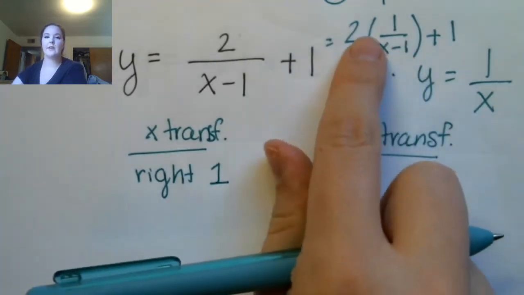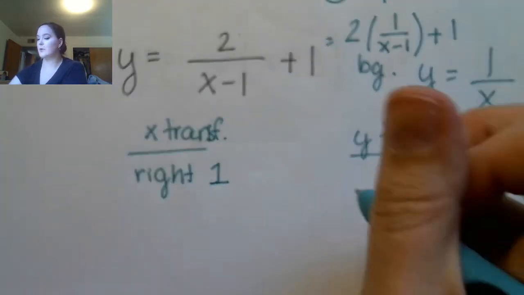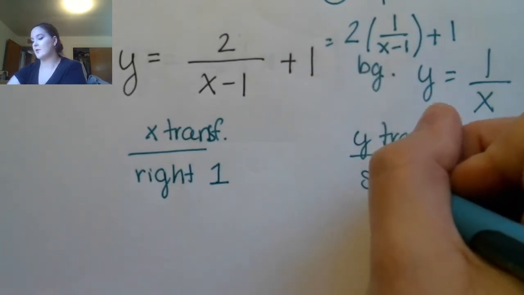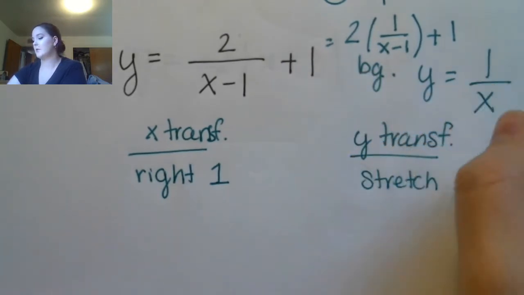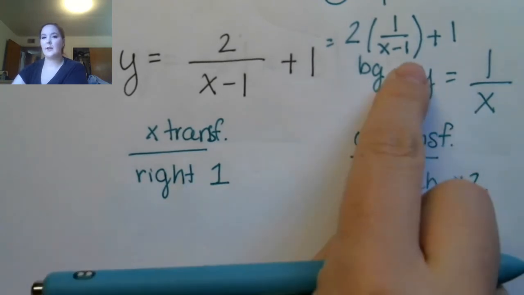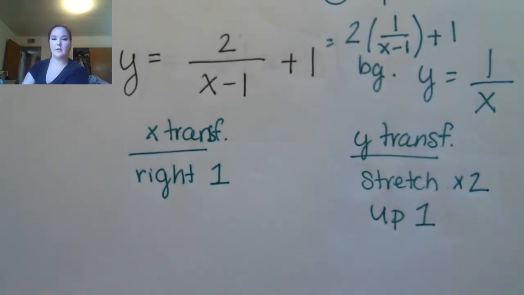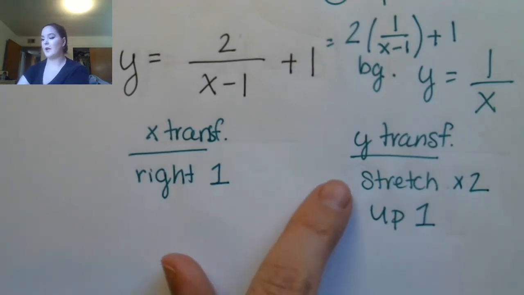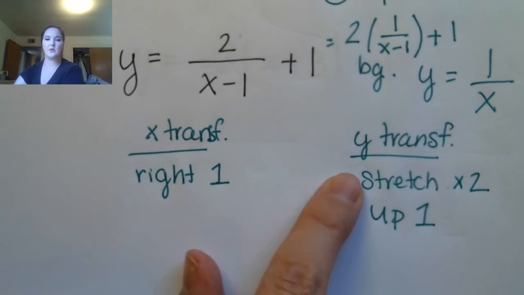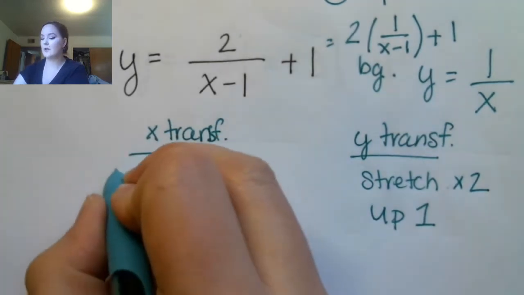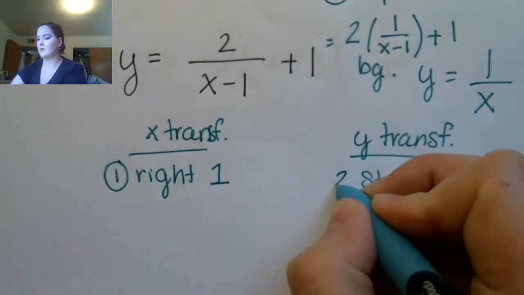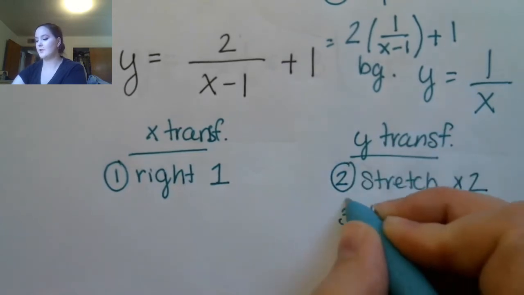And then the stuff that's outside is this multiply by 2, so we're going to have a stretch by 2. And this plus 1 is going to move it up 1. Now we're just going to decide what order to do them in. The only important thing is that you do the stretch before you do the shift, but I like to do my x transformations first and my y transformations second.